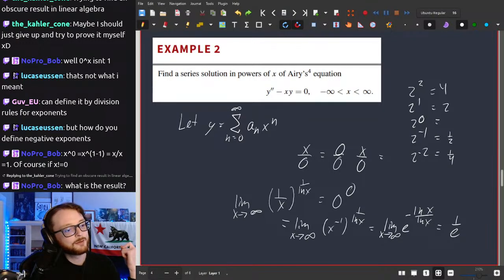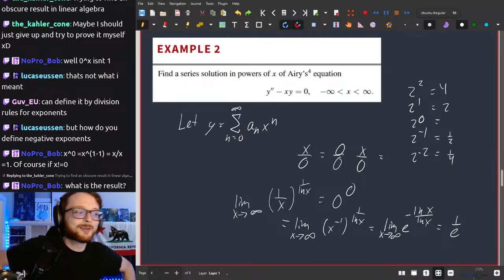How do you define negative exponents? That's a good question. I don't think I know the answer to that. It's not immediately obvious.